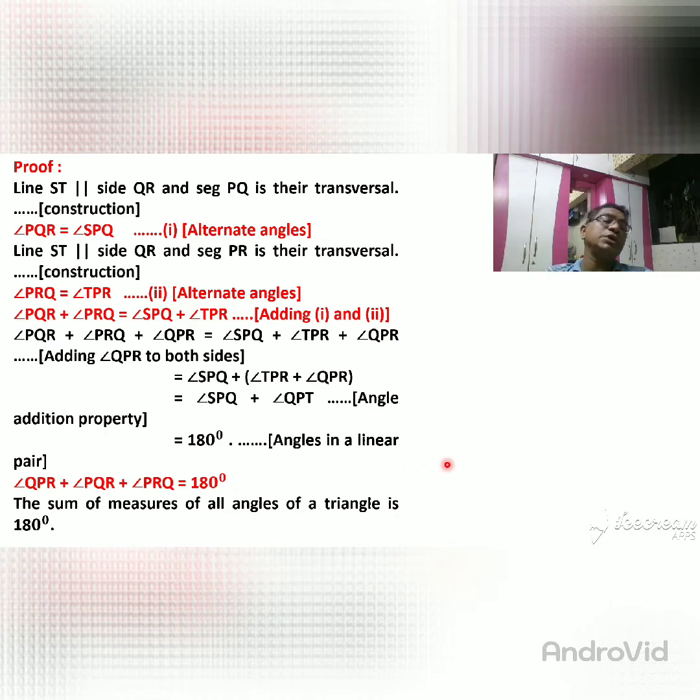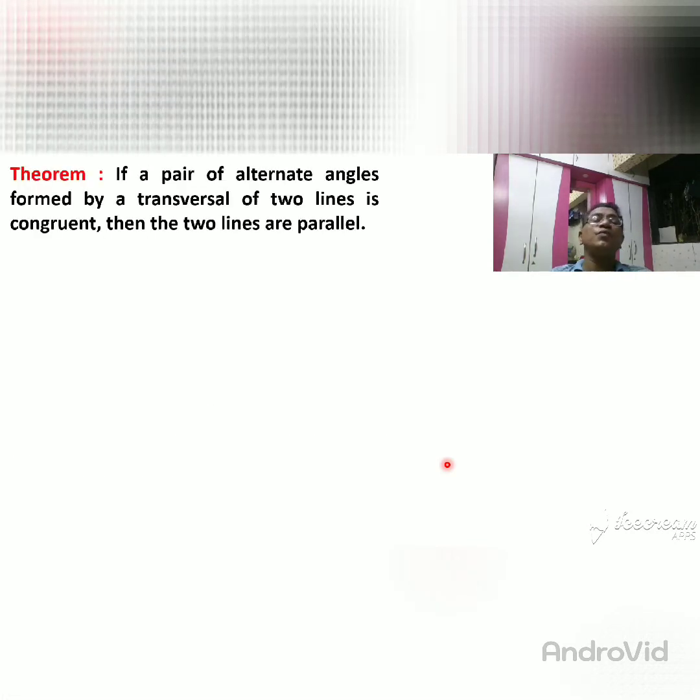All of my sincere students, you should practice this theorem 4 or 5 times, and that is important, as it is coming in the exam also. So we are going to learn another theorem: if a pair of alternate angles formed by a transversal of two lines is congruent, then the two lines are parallel. They say the alternate angle pairs are congruent, and you want to prove that the two lines are parallel. So first we write what is given.